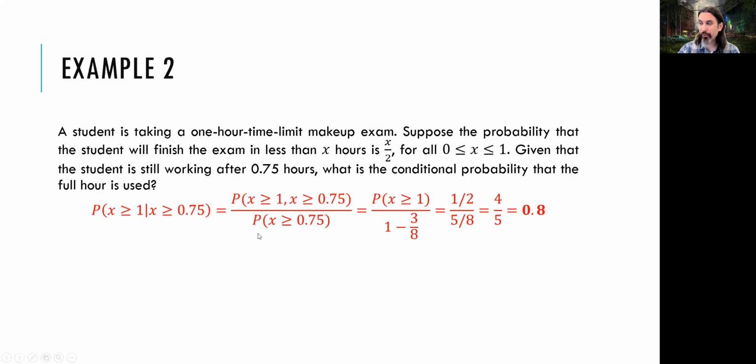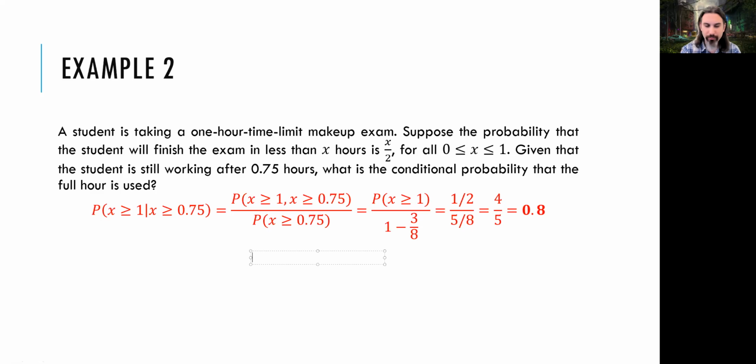And here we already know that the probability of x being less than 0.75 was 3 over 8. We have talked about this because, as you can see, the probability that the student will finish the exam in less than x hours is x over 2. So if we write this the other way, like this, let's just write it.